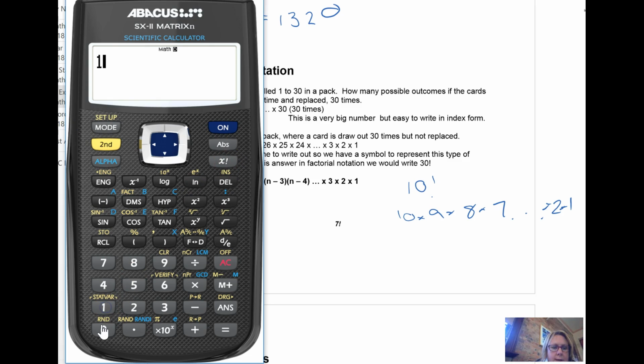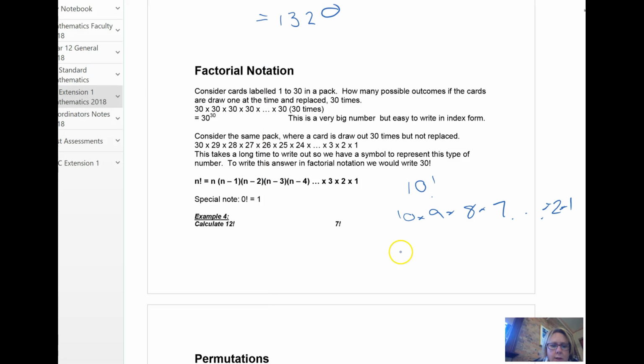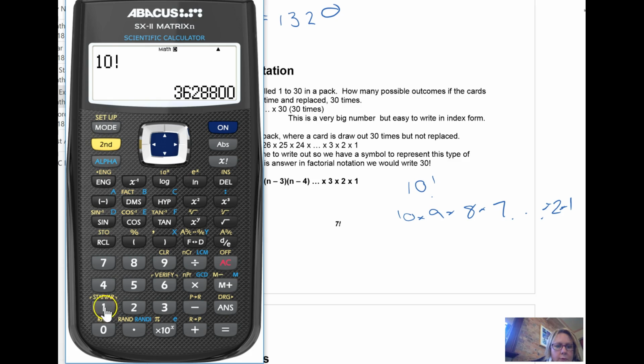So if I went 10 factorial, it will give me what 10 times 9 times 8 times 7 times etc. is. And if I went 12 factorial, I get 12 factorial.